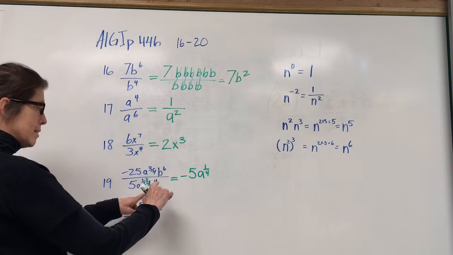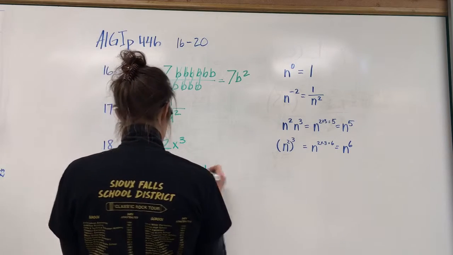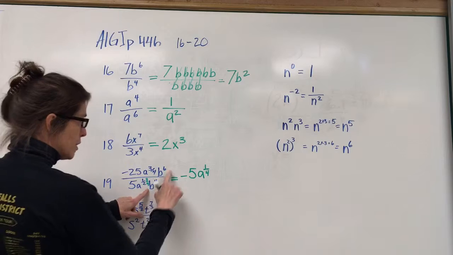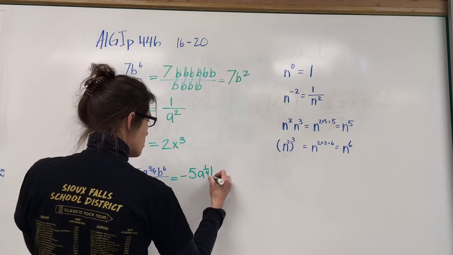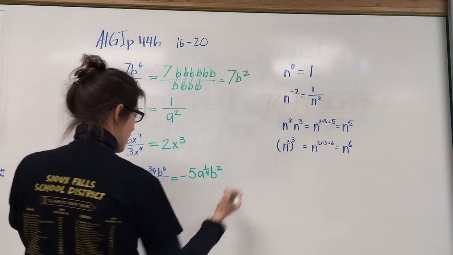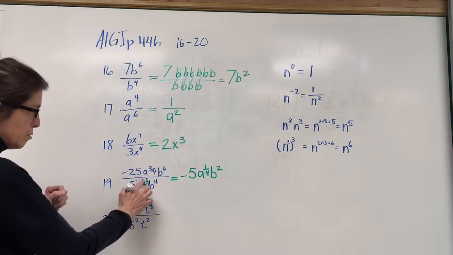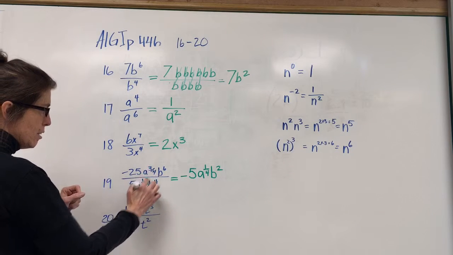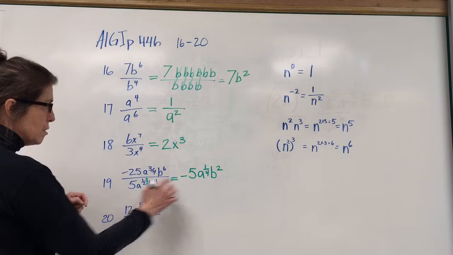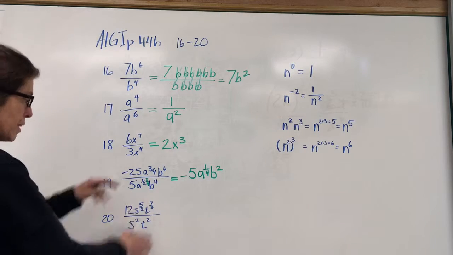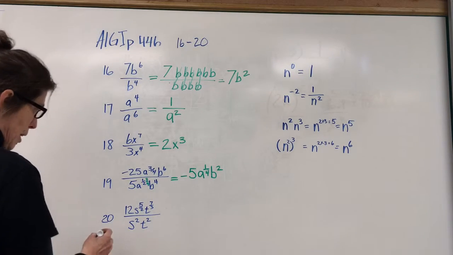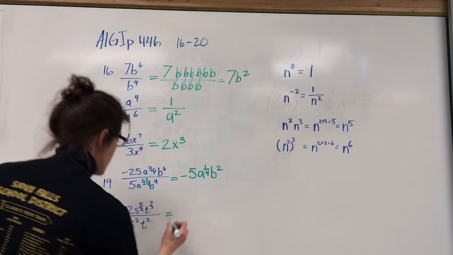Then we go to the b's, and we go b to the 6th. 4, take 4 away, that gives you b squared. A little trickier, but all you're doing is finding the common denominator with the same variables, and then subtracting and putting the ones on the top or the bottom, okay? Last one I'm going to do here is 20.